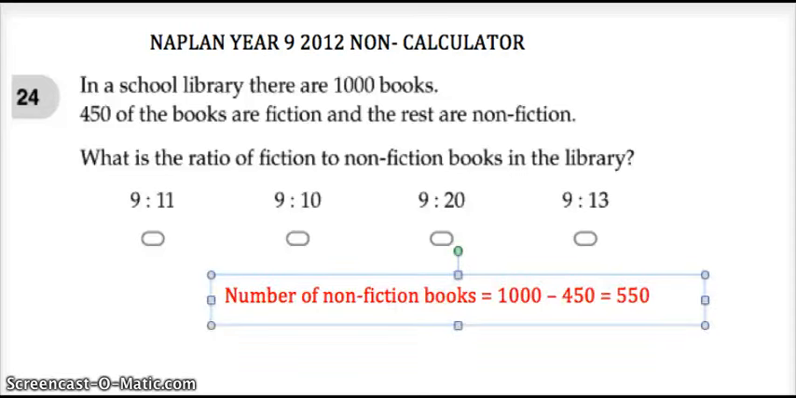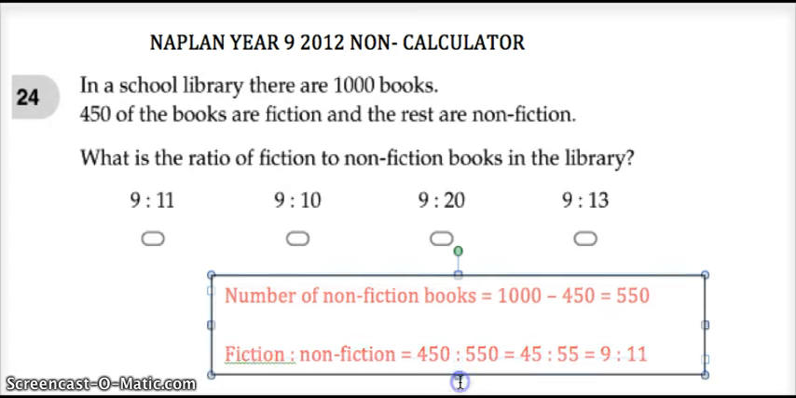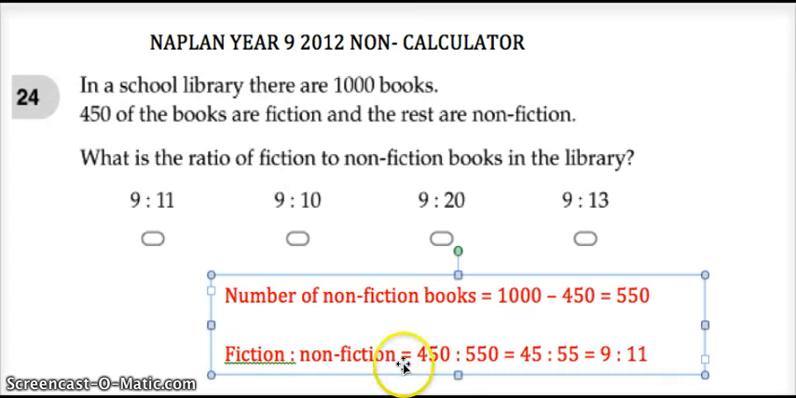Now we can see that there are 1,000 books and 450 of the books are fiction. So we can automatically work out the number of non-fiction books, and that would be 1,000 minus 450, which is 550. Now we need the ratio of fiction to non-fiction books. So we write fiction with the ratio symbol then to non-fiction. So fiction to non-fiction equals, now we've got 450 fiction is to 550 non-fiction.